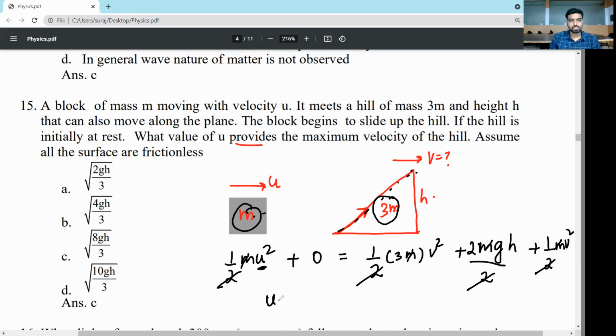So this becomes u square equal to 3v square plus v square, 4v square plus 2gh. Now V square, V I need to find. Sorry, student, there's a mistake here. V won't be there.